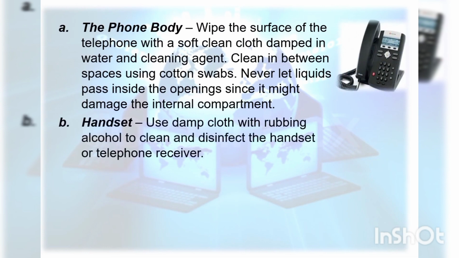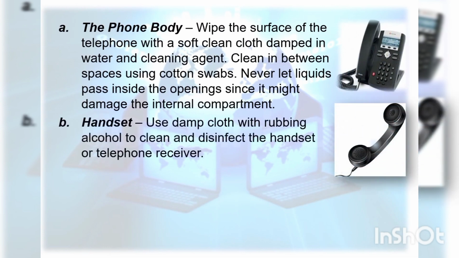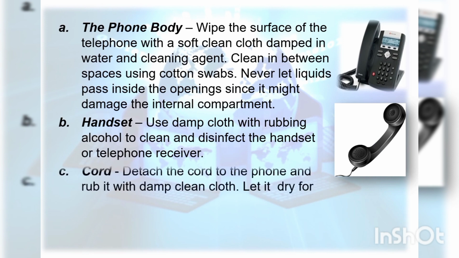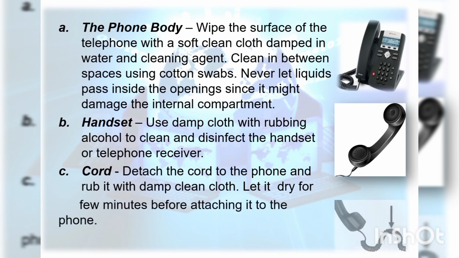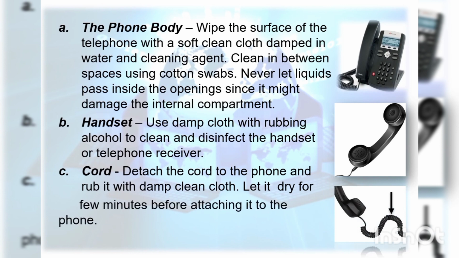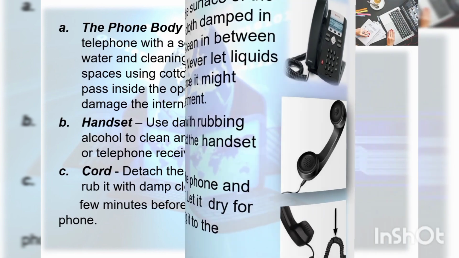So first is A, the phone body. Wipe the surface of the telephone with a soft, clean cloth dampened in water and cleaning agent. Clean in between spaces using cotton swabs. Never let liquids pass inside the opening since it might damage the internal compartment. B, handset. Use a damp cloth with rubbing alcohol to clean and disinfect the handset or telephone receiver. C, cord. Detach the cord from the phone and rub it with a damp, clean cloth. Let it dry for a few minutes before attaching it to the phone. So those are the different ways of cleaning your telephone.